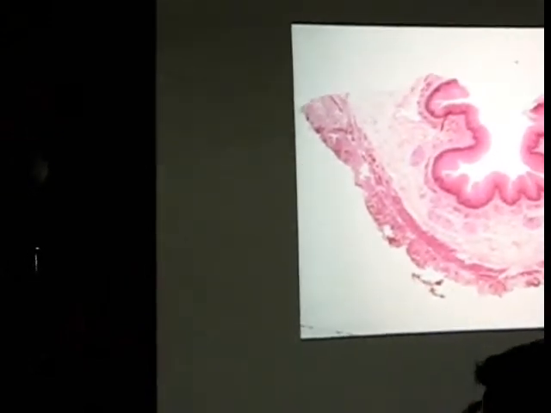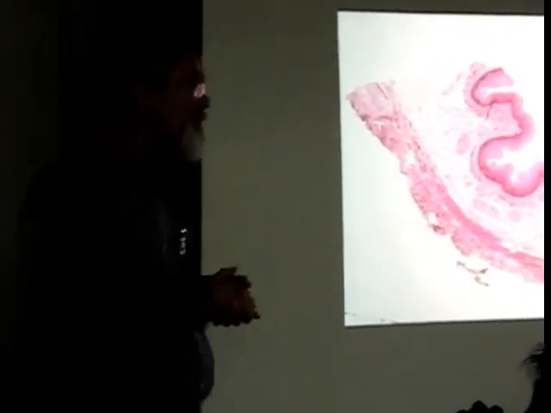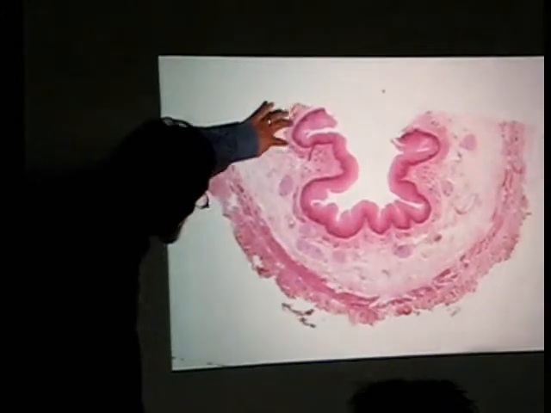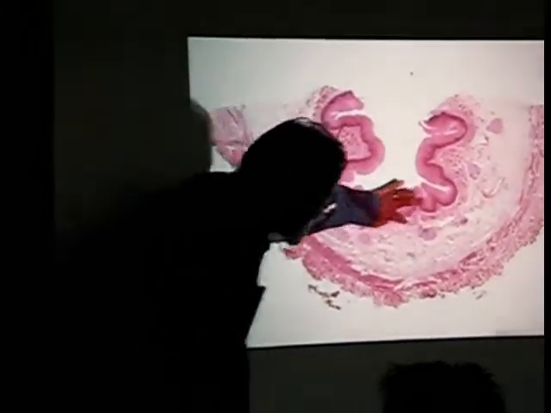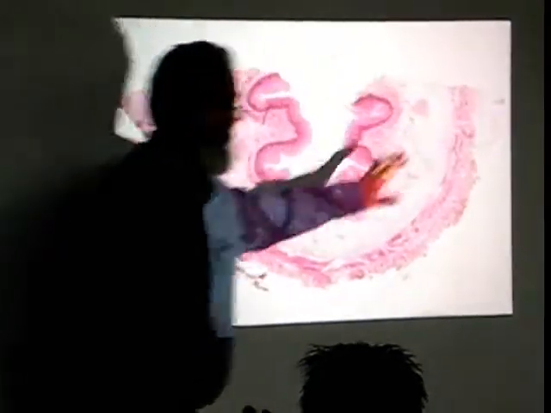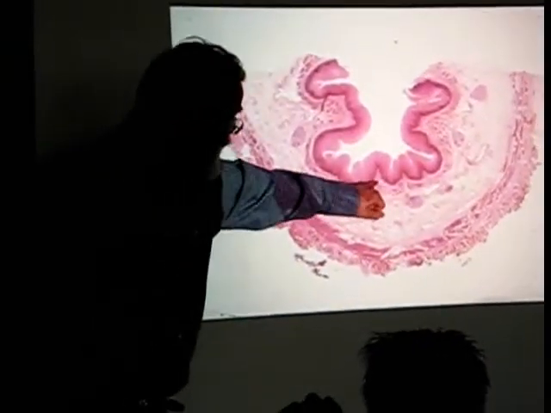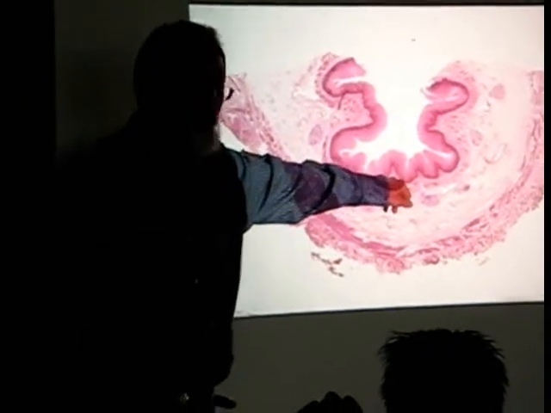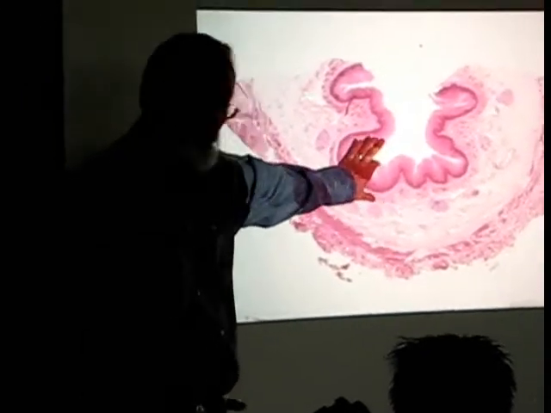All right? So in a cross-section, the smooth muscle of the muscularis mucosae would be cut in cross-section. All right? So this is the muscularis mucosae here. Look how big and thick it is there. Therefore, this space right here would be what? Exactly, lamina propria. So the whole mucosa is here.